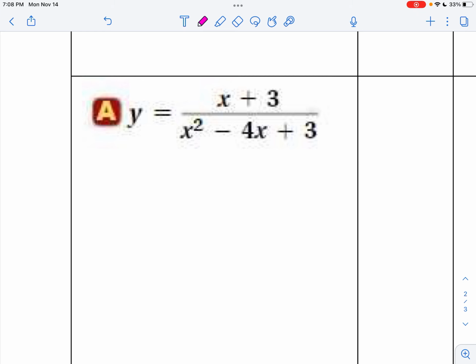Don't worry about the top. Wait, actually worry about the top. Does that factor? There's no GCF, and there's no squared, so it's not going to factor. Now, do you think this one could potentially factor? Well, you have an x squared, so there's a possibility.